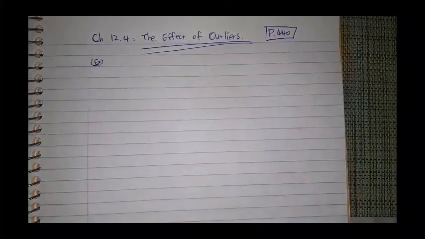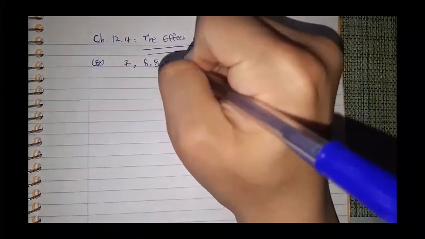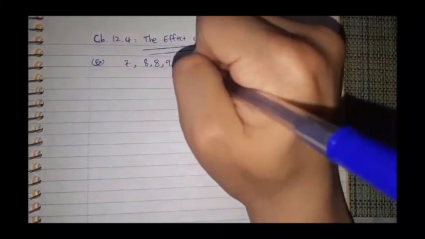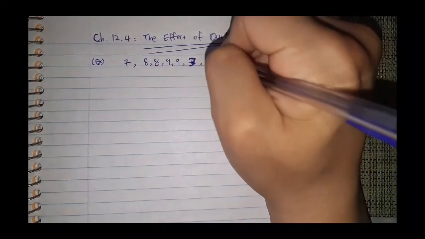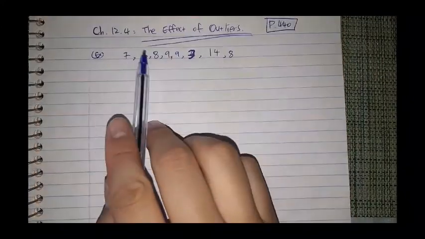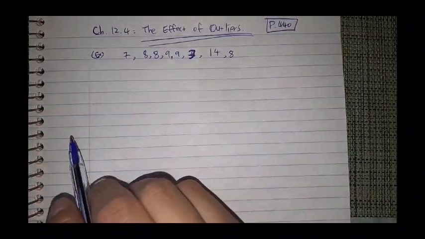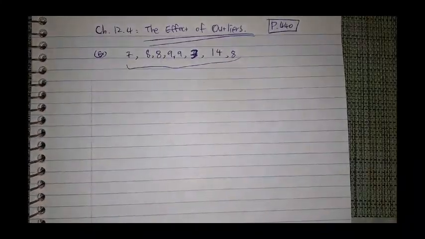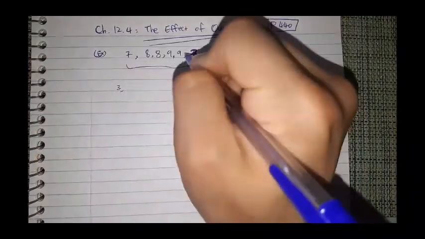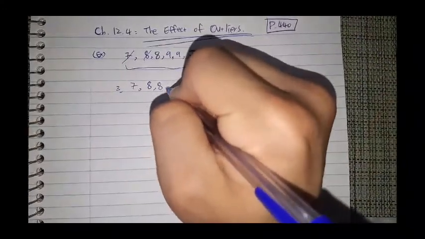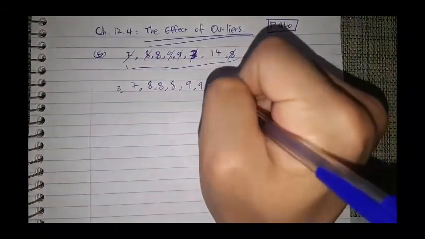Again, let's talk about outliers. If you think about some of the data, I am randomly generating some data. Imagine you have these 8 data values in here, and it's relatively random. Let's make it into ascending order. 3 is the smallest, then followed by 7, 8, 8, 8, 9, 9, then 14.